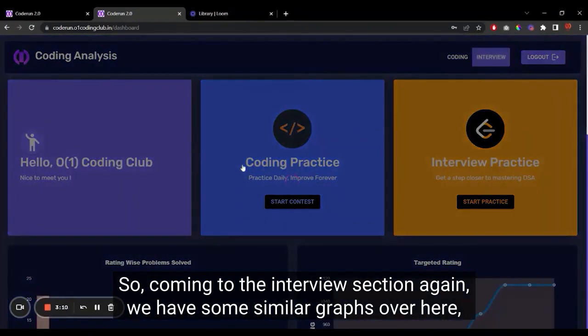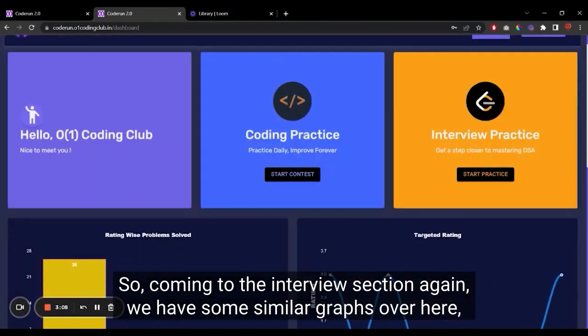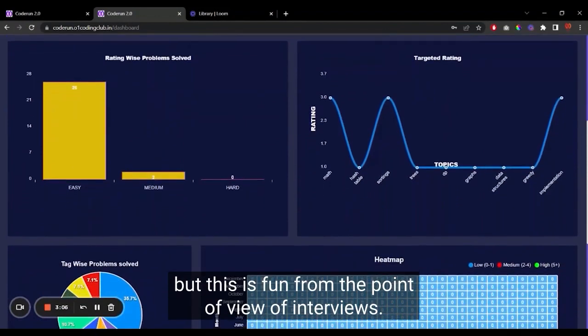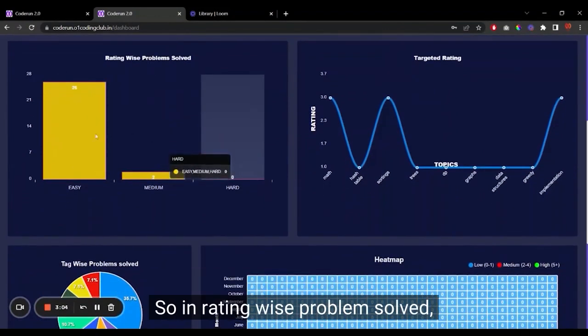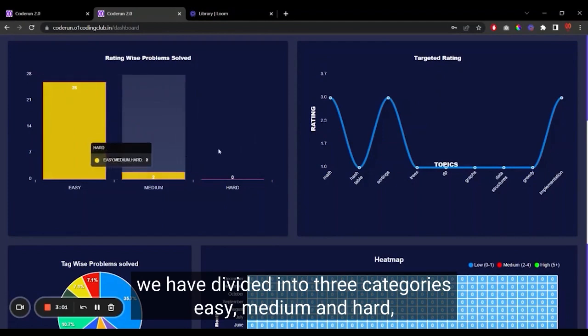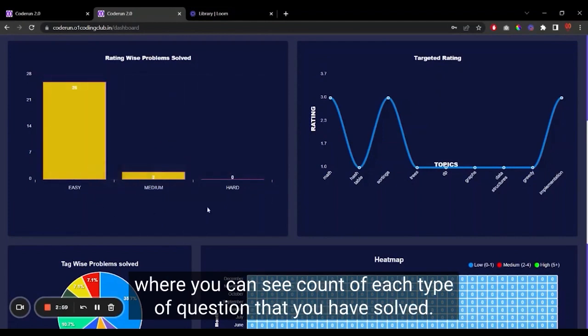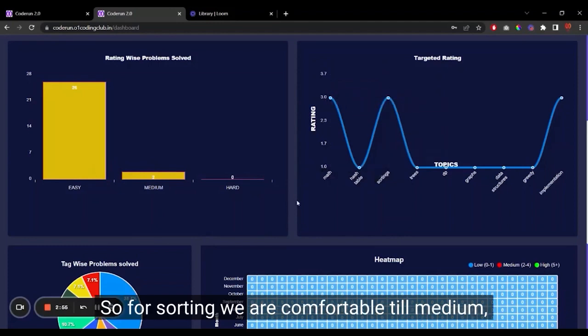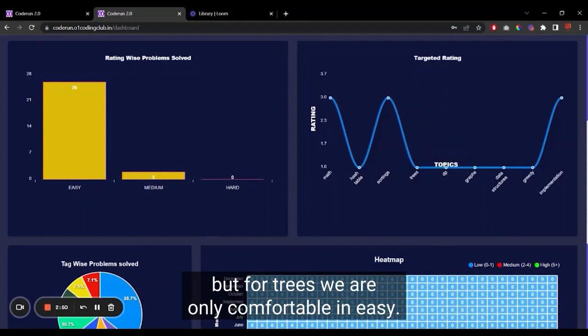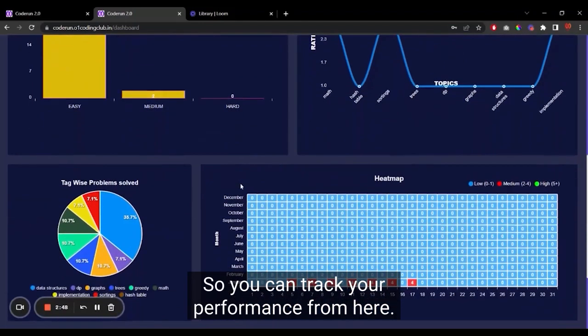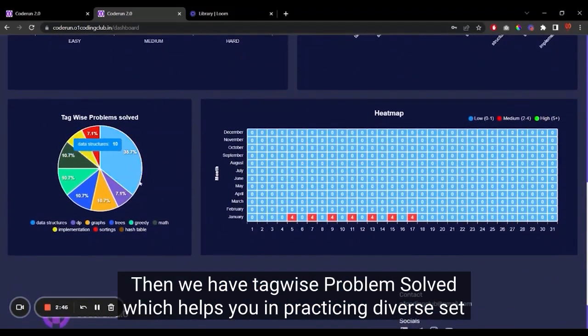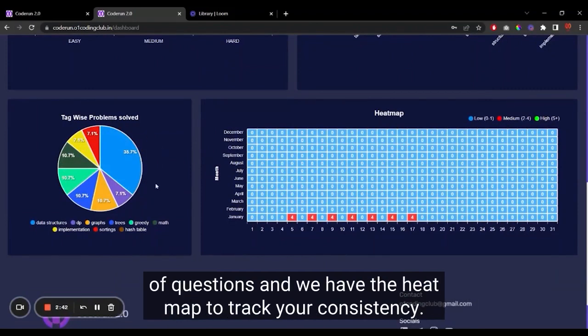Coming to the interview section, again we have some similar graphs, but from the point of view of interviews. In rating wise problems solved, we have divided into three categories: easy, medium, and hard, where you can see the count of each type of question that you have solved. Similarly, we have targeted rating. For sortings, we are comfortable till medium, but for trees, we are only comfortable in easy. So you can track your performance from here. Then we have tag wise problems solved, which helps you practice a diverse set of questions. And we have the heat map to track your consistency.